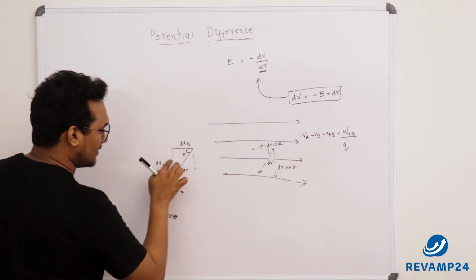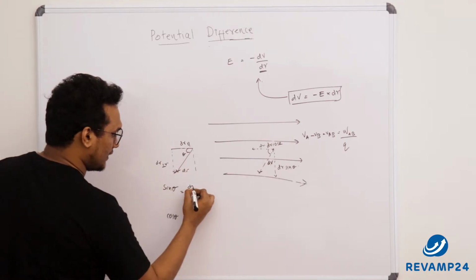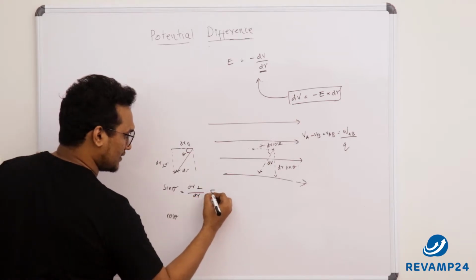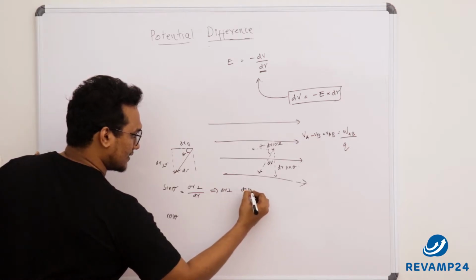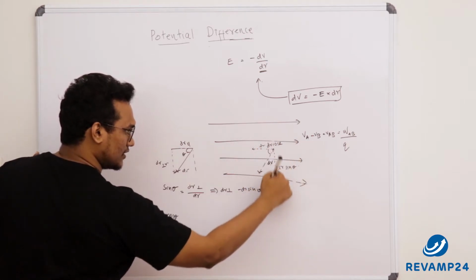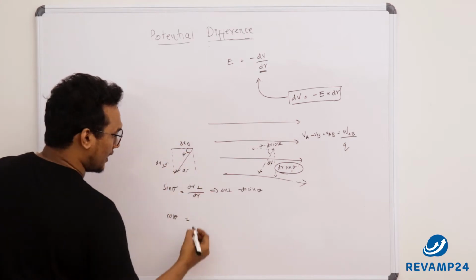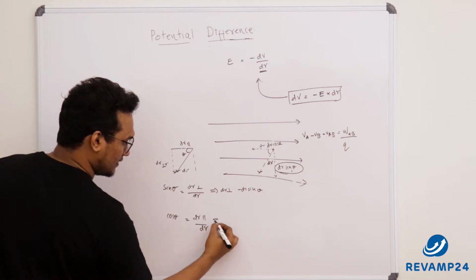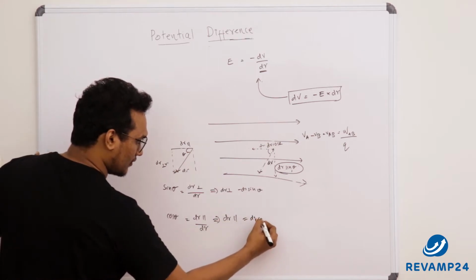What is sin theta? Sin theta is opposite by hypotenuse. So dr perpendicular divided by hypotenuse, which is dr. This implies that dr perpendicular is equal to dr sin theta. What is dr perpendicular? The component which is perpendicular to E, this one. So dr sin theta. Similarly, what is cos theta? Adjacent divided by hypotenuse. So dr parallel divided by dr. This implies dr parallel is equal to dr cos theta.